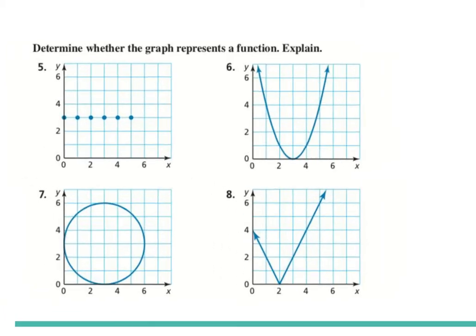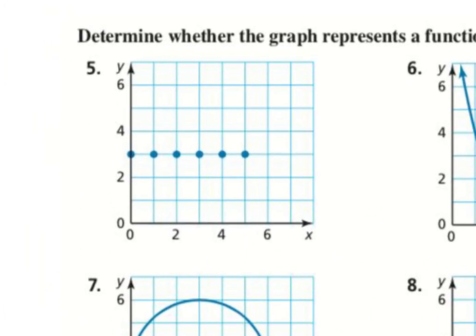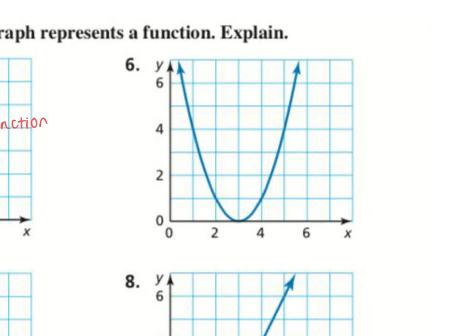Let's do a few more examples. Number 5, this one definitely passes the vertical line test. We can say that it is a function. Number 6, if you were to draw any vertical line on this graph, it would only intersect the graph at exactly 1 point. So if we check out all these vertical lines I just drew, 1 point, 1 point, 1 point, and 1 point, okay? So this one is also a function.